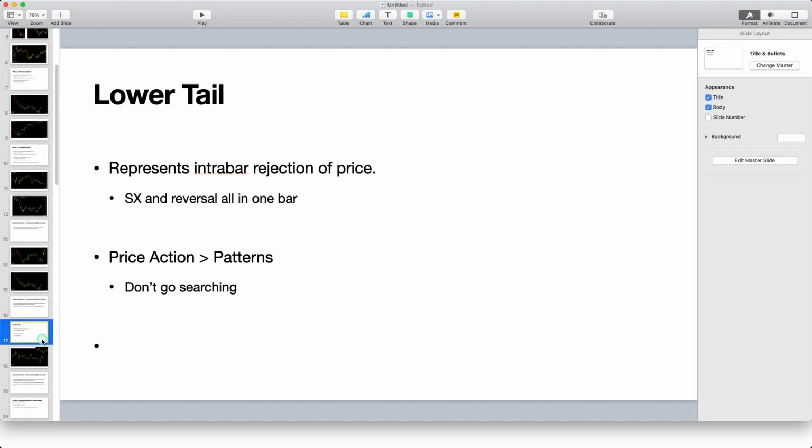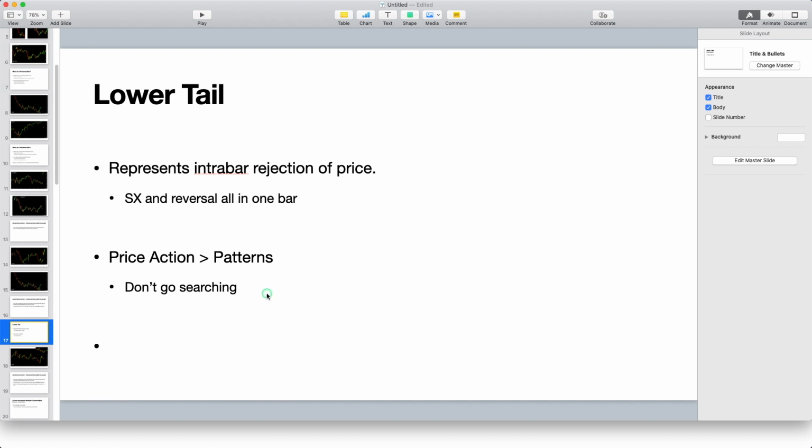So in this next slide, we're going to talk about the details of a lower tail. The lower tail represents intra-bar rejection of price. So it's a sell climax and a reversal all in one bar. And the second thing Al mentions about the tail is you don't always have to look for it. Price action is much more important than looking for a specific bar. So a trader must understand what a reversal looks like on every time frame.